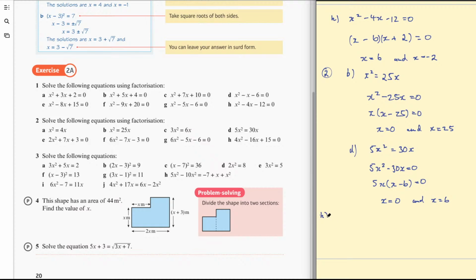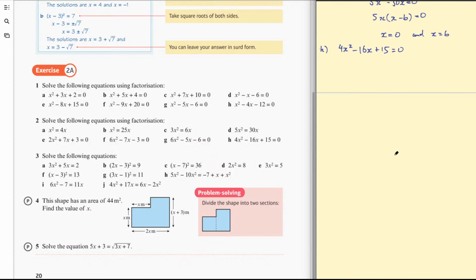Last one of question 2, H. 4x squared take 16x plus 15 equals 0. By the way, if you're tuning into the live stream, feel free at any time to post other questions or ask me to pause on a topic and we can go into more detail. But as this is still kind of GCSE revision, I guess a lot of this you might already be confident with. But anyway, this one here, we've got 4x squared take 16x plus 15. Now we have a coefficient of x squared. We need to factor that into the equation.